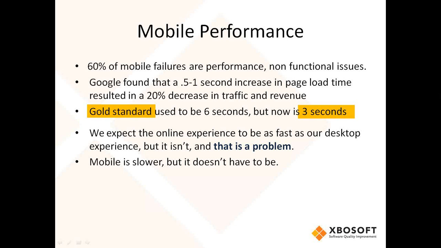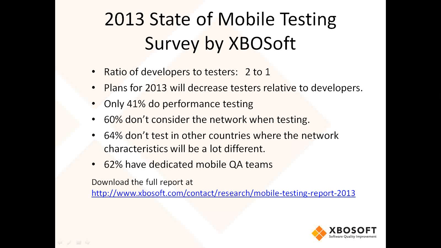Let's take a look. Now, we did a survey, XBO Soft, for the state of mobile testing. We found that the ratio of developers to testers is 2 to 1. And plans for 2013 will actually make the ratio worse, because they're planning on decreasing testers relative to developers. In other words, they're planning on hiring more developers in this coming year than testers, by more than a 2 to 1 margin.